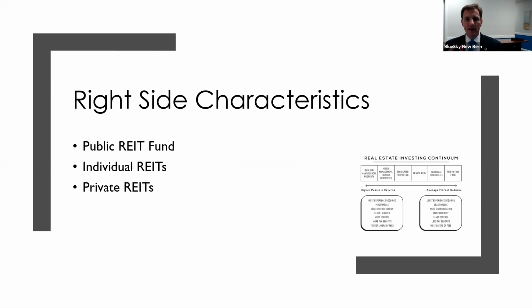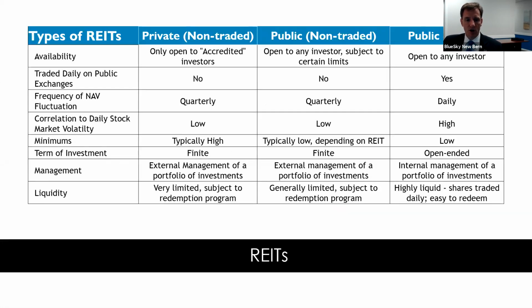Over on the right side, REITs are not a monolithic group of investments. They range from public REIT funds to individual REITs to private REITs. I have a little comparison chart here for different types of REITs, but you don't have to understand all this completely. Just understand that when someone says there's a REIT, there's a big difference between a publicly traded REIT over here that's open to any investor and a private non-traded REIT for accredited investors. So just make sure that you're aware that there are different types of REITs and the different characteristics of those.